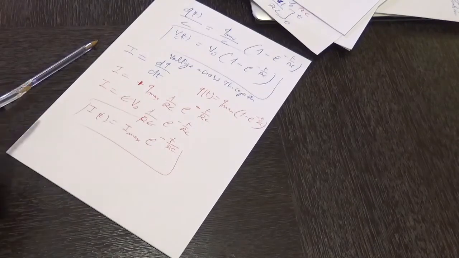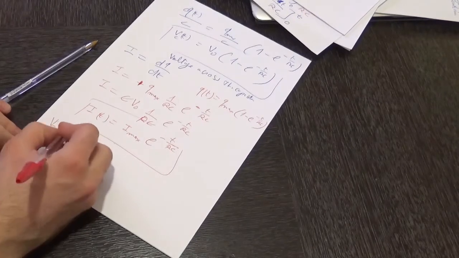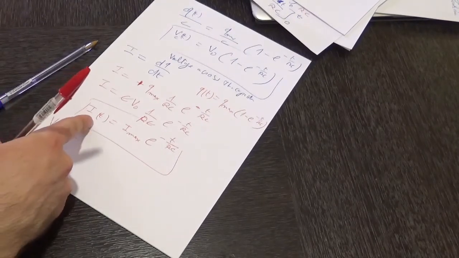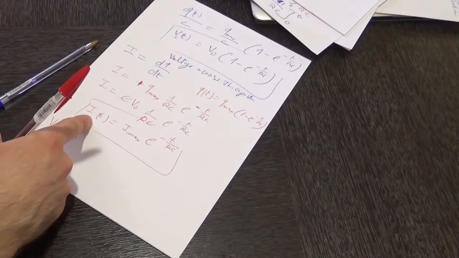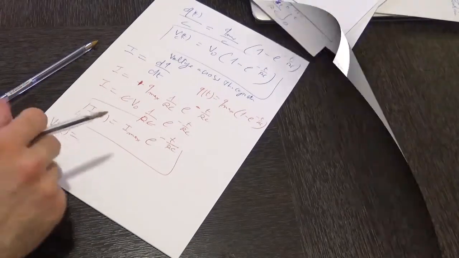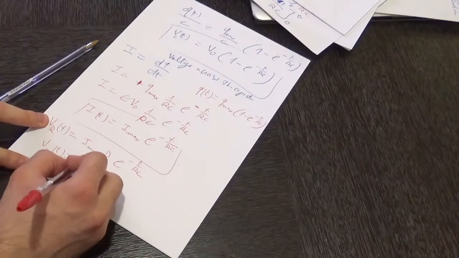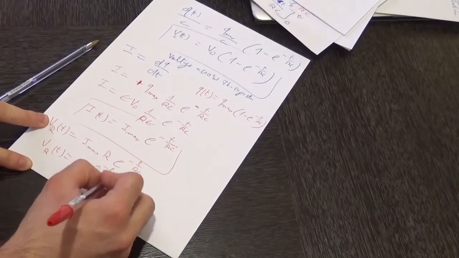And finally, in order to find an equation for the voltage across the resistor, that equation over here can actually be multiplied by R. We know by Ohm's law V equals IR. So by multiplying each term by R, you would be transitioning from the current to the voltage. VR of t is equal to V0 times exponential minus t over RC.